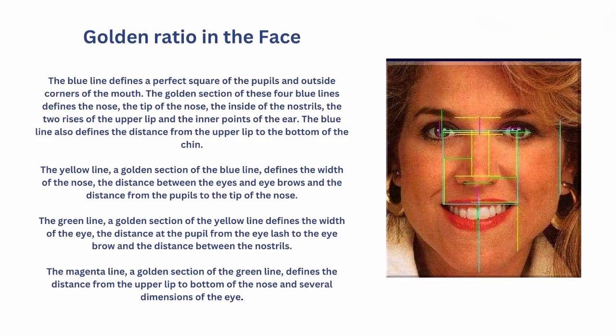The green line, a golden section of the yellow line, defines the width of the eye, the distance at the pupil from the eyelash to the eyebrow and the distance between the nostrils. The magenta line, a golden section of the green line, defines the distance from the upper lip to bottom of the nose and several dimensions of the eye.